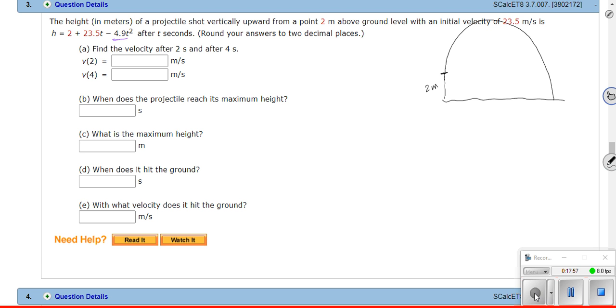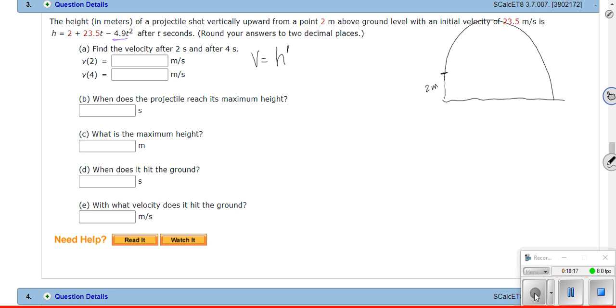First of all, find the velocity. The velocity is the first derivative of h. They gave us the h function. It's actually the height, but it's the first derivative of h. So you can figure that out. Then plug in the 2 and the 4. Okay, that's how you do that.